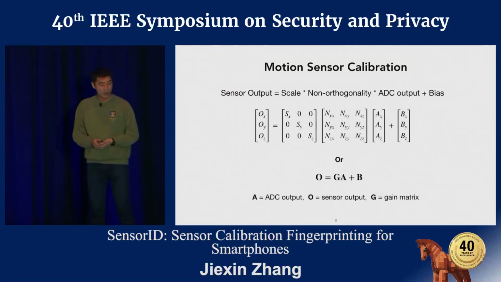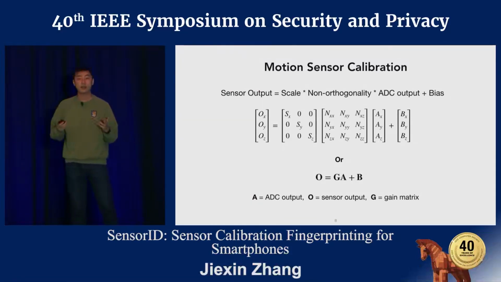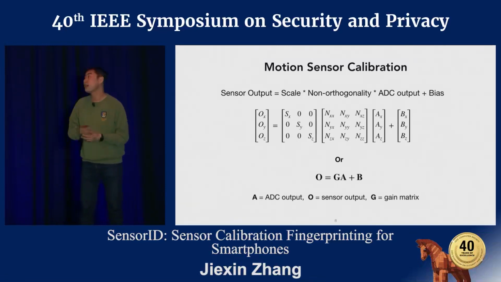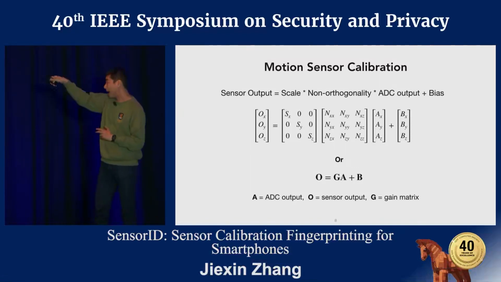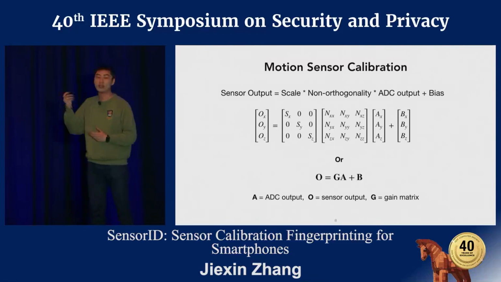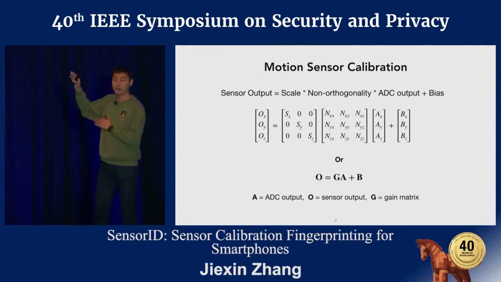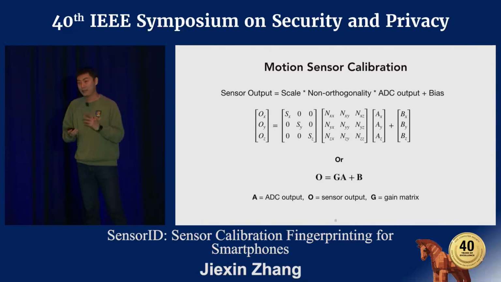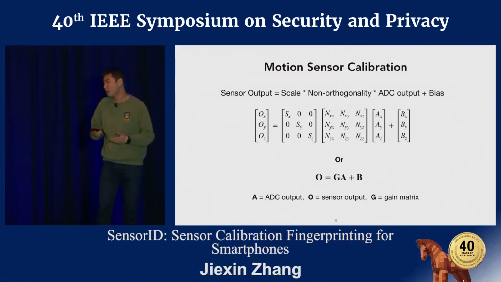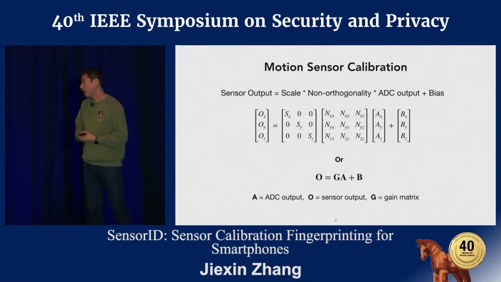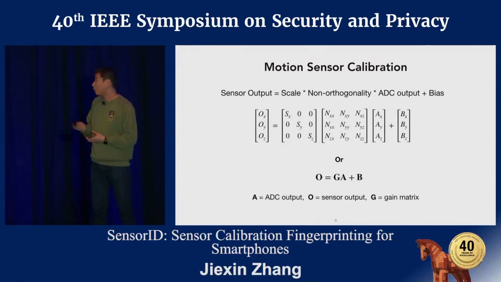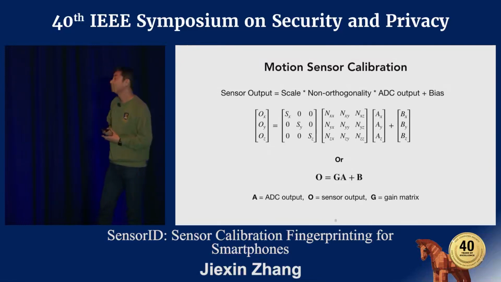In general, motion sensors first convert the analog environmental measurement to a digital value through a component called the analog to digital converter. Then these calibration matrices are applied to the ADC outputs to generate the accurate sensor readings using the formula here. The formula up there can be further simplified to the formula down below. The objective of our attack is quite straightforward: we know the sensor output, which is the matrix O here, and our objective is to recover the value of the gain matrix G.